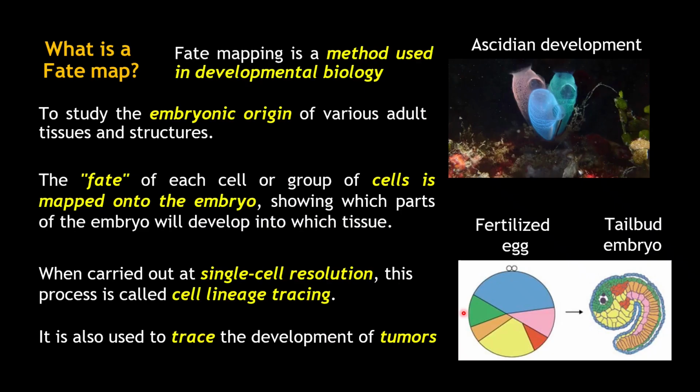When carried out at a single cell resolution, this process is called cell lineage tracing, as I showed you with C. elegans. And I also told you that it's used to trace the development of tumors. But in the case of tumors, unfortunately, we cannot do it at the cellular level. We can only do it at the genetic level, when the tumors have already invaded or moved into other tissues, and try to see when they started and what the relationships between them are.